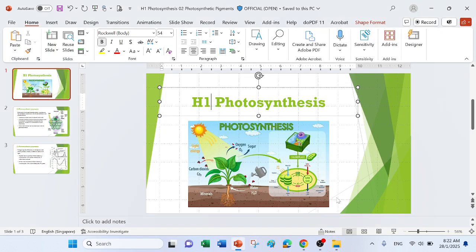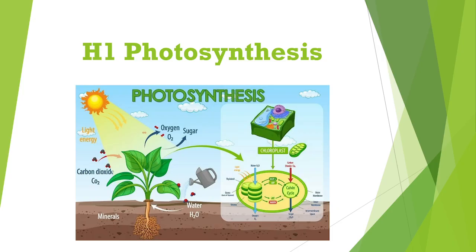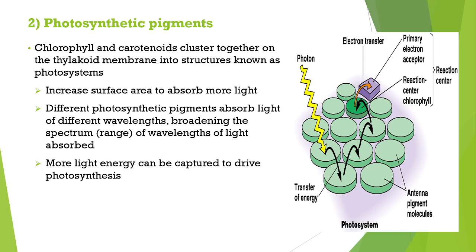Okay, we're going to continue with photosynthesis. Just now we looked at what the photosynthetic pigments are. Now we'll look at how they work together. On the thylakoid membranes, we have many chlorophyll and carotenoid molecules. They're all embedded on the thylakoid membrane, but not randomly. They are embedded in clusters.